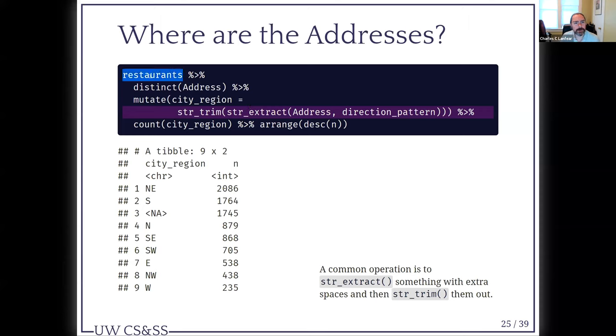So if we want to do it in one go, we do it like this. I'm going to say take the restaurant's data and then go to only distinct addresses in the data and then mutate a city region variable equal to the result of string trimming the result of the string extract on every address using my direction pattern. In this case, I just nested the string extract inside the string trim, and then I'm going to get a count of city regions and then arrange by descending n.